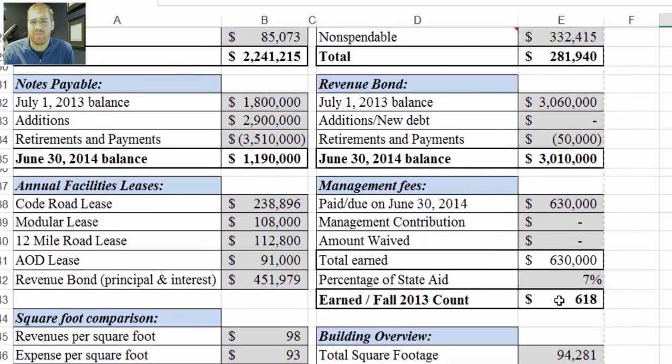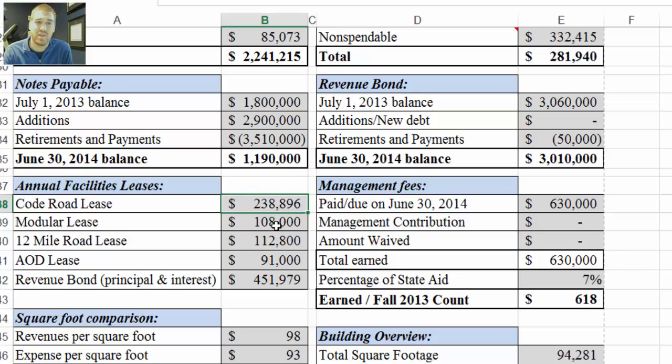And then earned divided by fall 2013 takes the total management fees and divides it by the fall 2013 count, which is the corresponding count for this fiscal year. So over here, this is somewhat unique. This is unique to Crescent Academy. It's the only school that has this many buildings. So I didn't label all these out like this on other sheets. So this is customization, so to speak.